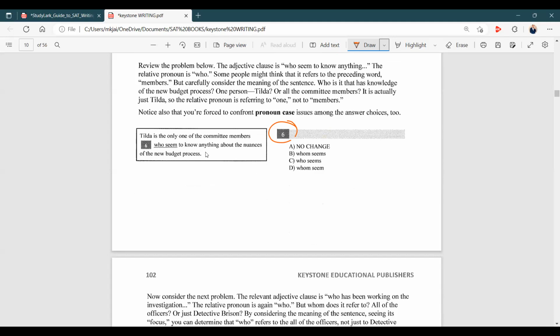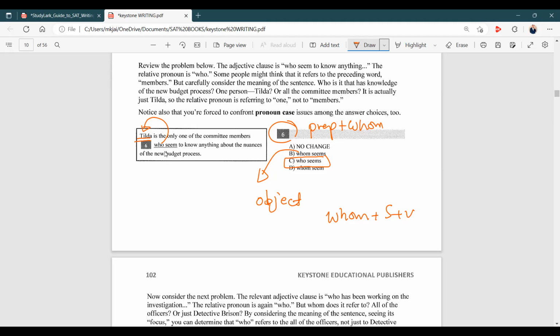Here, Tilda is the only one of the committee members. Yes. Ahmed Wa'il, what's your choice? C. Lovely. But why? Okay, so Tilda is the subject. I can't say whom. Why? Tilda's the subject. Because whom is what? Object. And what else? Okay, whom is either preceded by a preposition or followed by a subject and a verb or a clause. So the structure is incorrect.